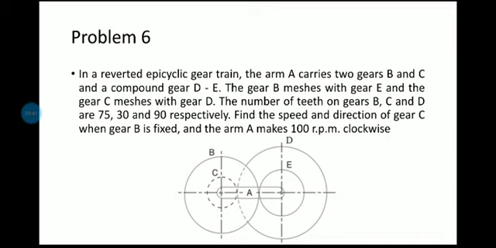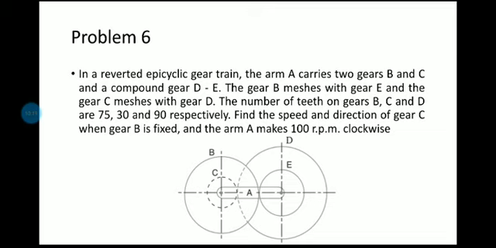Then E is meshed with B, and D is meshed with C. And remember, B and C are not compound gears. B and C are two separate gears. Now also an arm A is connected between C and D, and B and E.